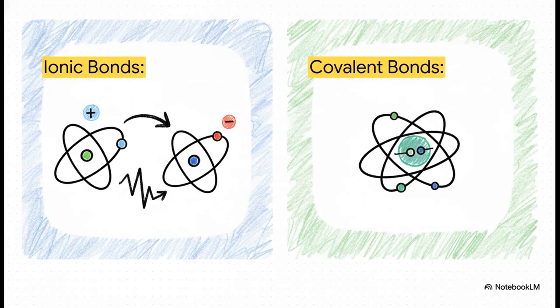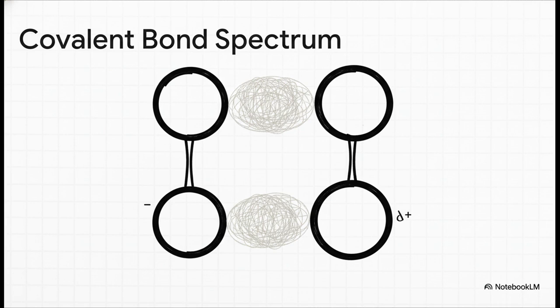And you can see the 2 playbooks right here. On one side, you've got ionic bonds. These are like a straight-up transaction. One atom gives an electron away, another one grabs it. Simple. This creates charged particles that then stick together. But on the other side, covalent bonds are much more cooperative. It's more like they're roommates deciding to share electrons so that everybody feels like they have that complete set of 8.